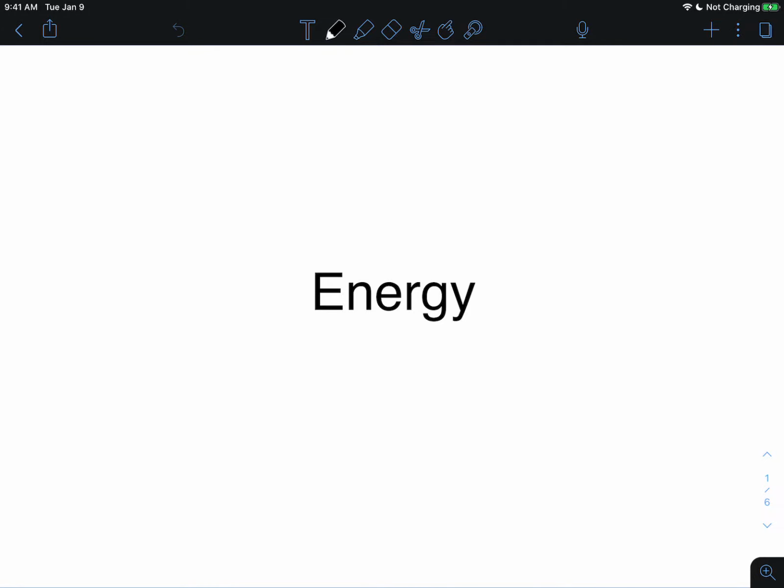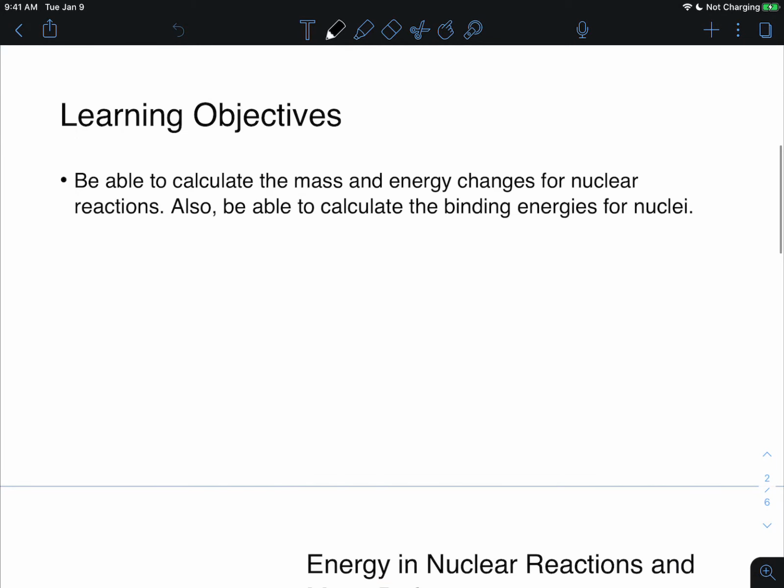Hey guys, today we're going to be looking at energy, specifically energy from nuclear reactions. So in today's video, you should be able to calculate the mass and energy changes for nuclear reactions and calculate the binding energies for a nuclei.